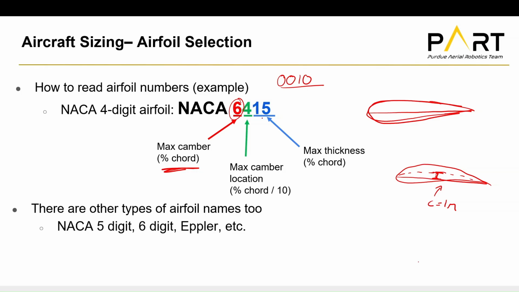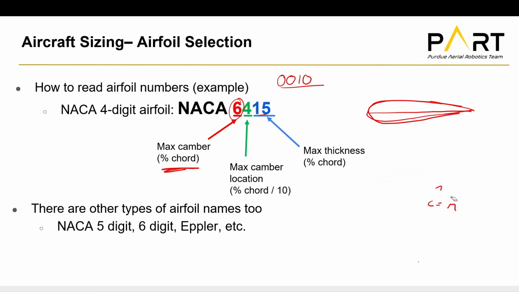Then the 4 is max camber location in percent of chord divided by 10. So 4 here would be 40% along your chord is the maximum highest point of your camber. And then 15 is your maximum thickness as percent of chord. So if you had, again, a meter long chord, then the overall thickness of your airfoil is going to be 0.15 meters. Okay. Now, why is everything non-dimensionalized?